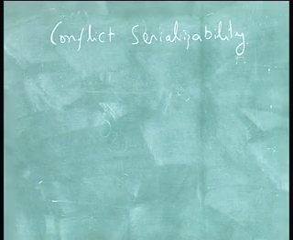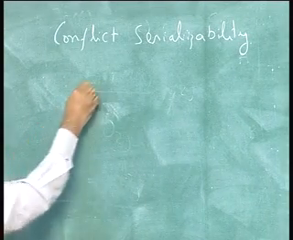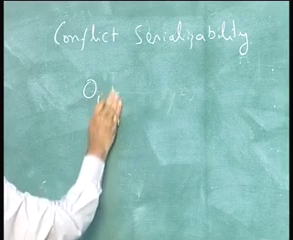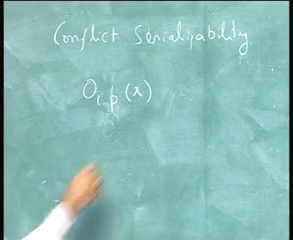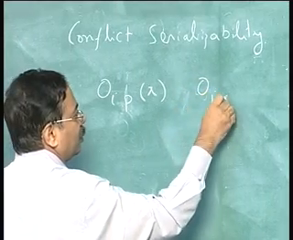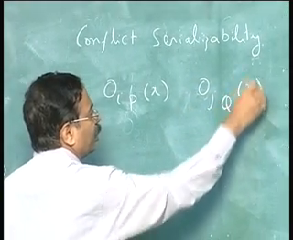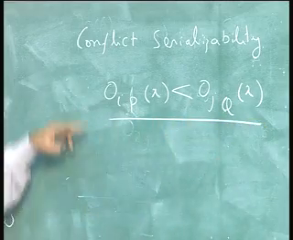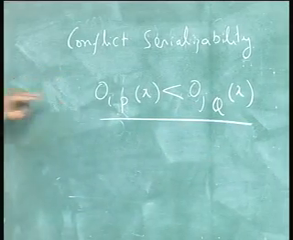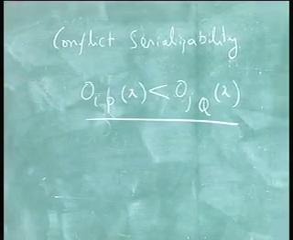In this particular case, OiP(X) and OjQ(X) are the conflicting operations, and they need to be serialized in a particular fashion, and this is what we mean by conflict serializability.